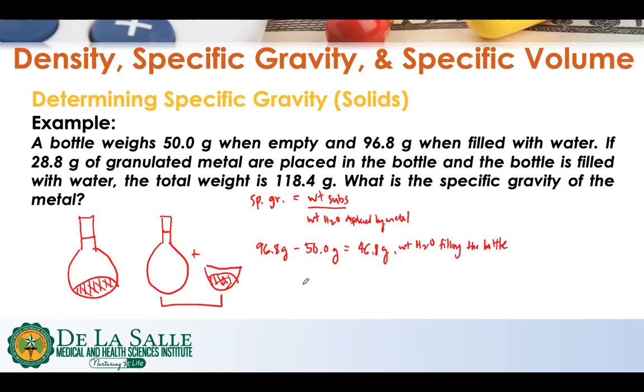Next, we can determine the combined weight of water and the metal by simply getting the sum of 46.8 grams and the weight of the granulated metal, which is 28.8 grams, and that is 75.6 grams. This is the combined weight of water and the metal.